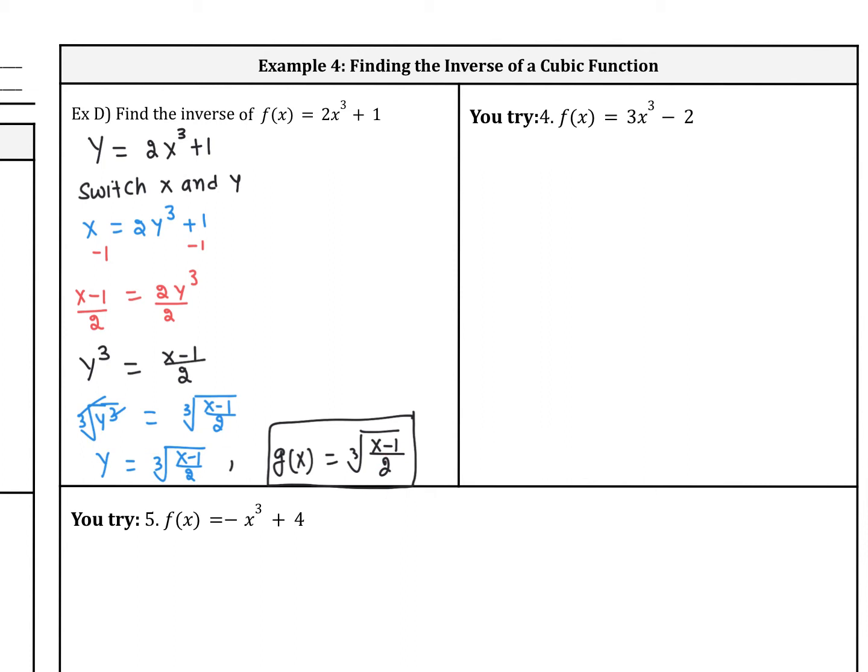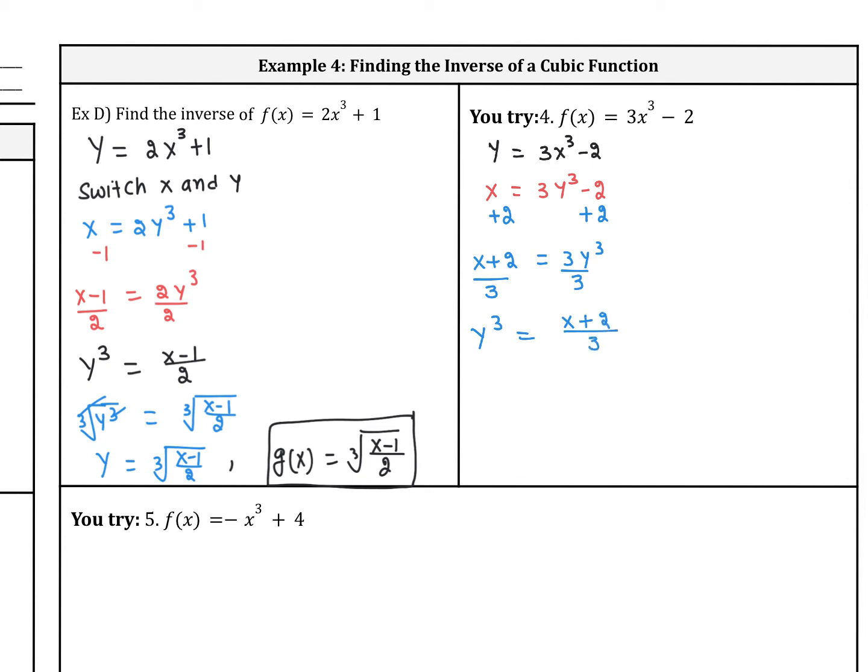Next is a you try problem number 4. f(x) equals 3x cubed minus 2. You write f(x) equals 3x cubed minus 2, and then you're going to switch the x and y, and we are going to solve for y by adding 2. So x plus 2 equals 3y cubed. Divide by 3 on both sides. You got y cubed equals (x plus 2) divided by 3.